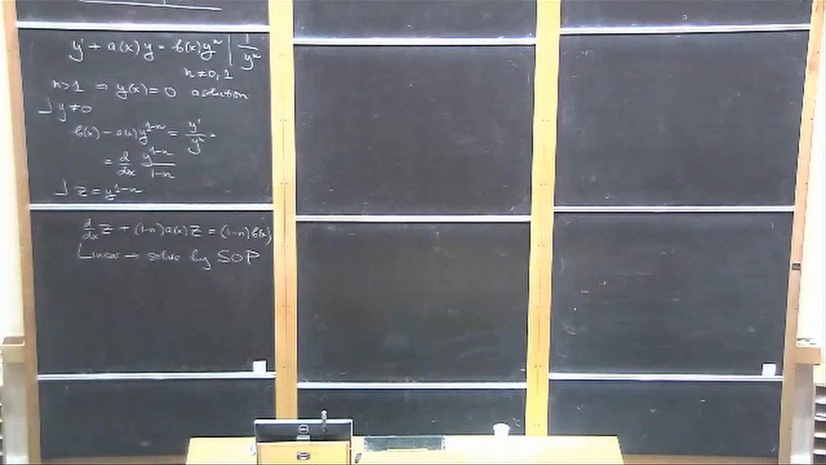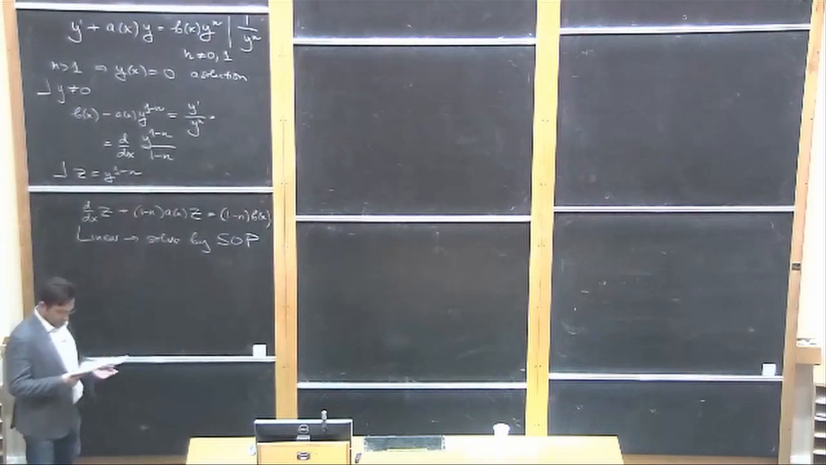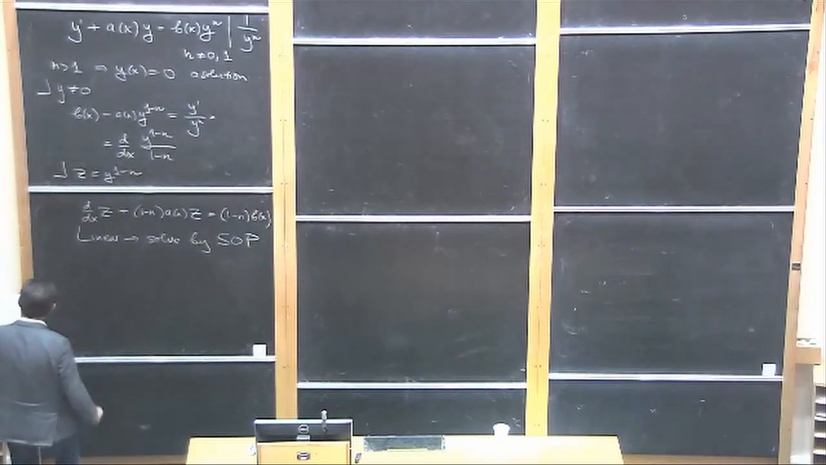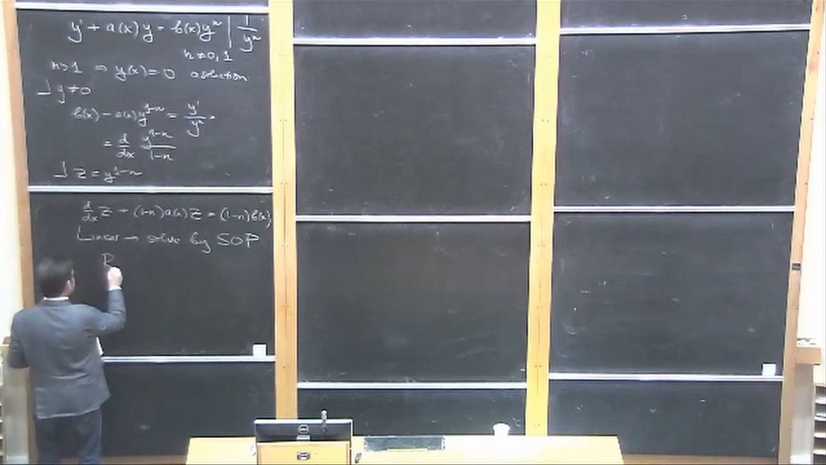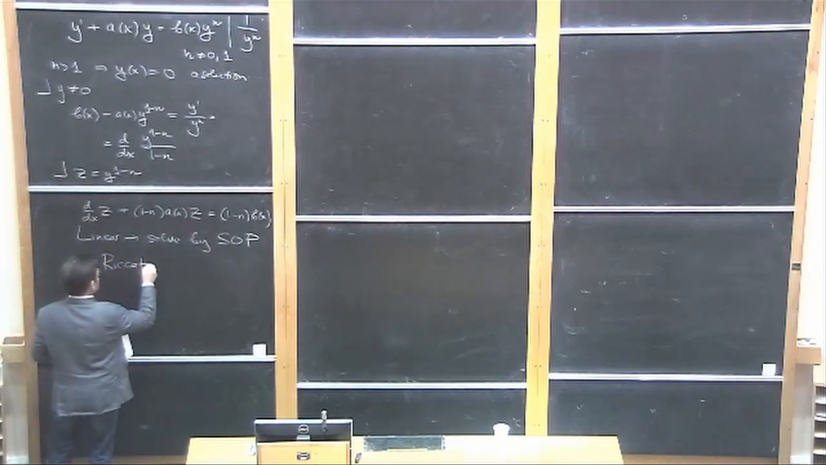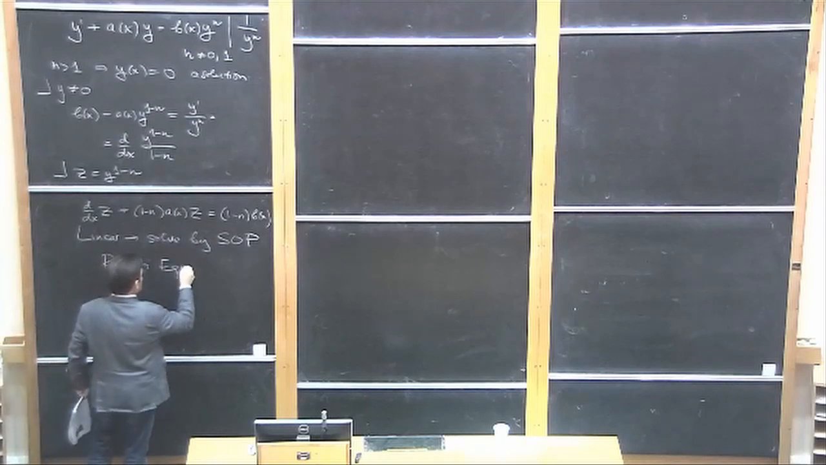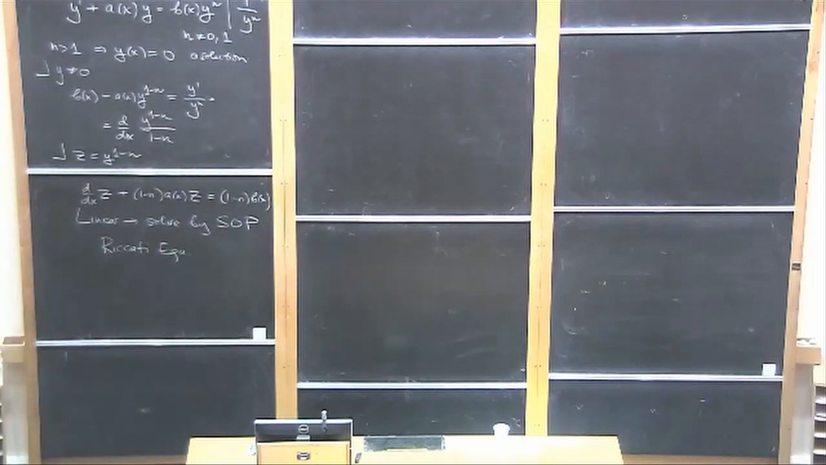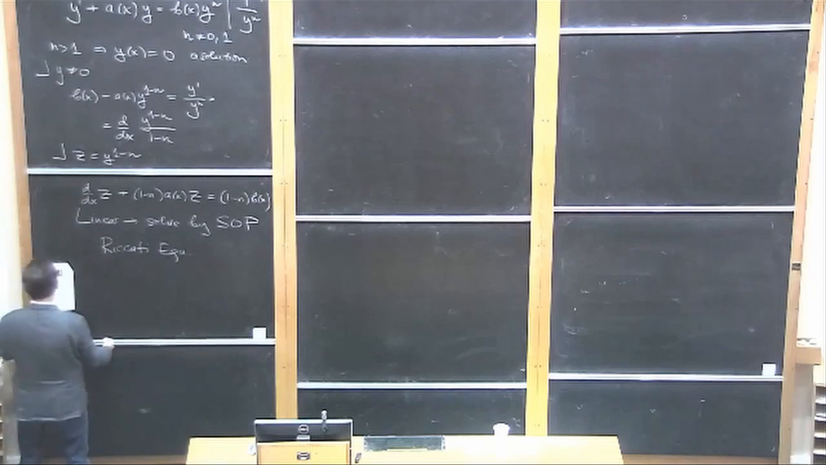Okay? So that's one nonlinear equation that has consequences. Here's another one. This is going to be the last one in this set, because basically this last equation is both a success and a failure, right? So this equation is called the Riccati equation.